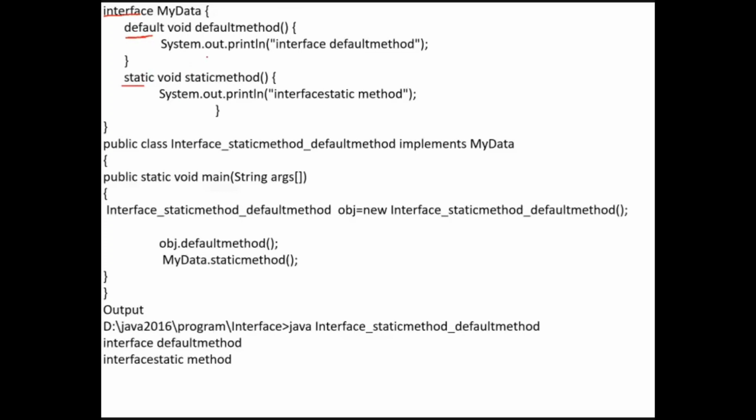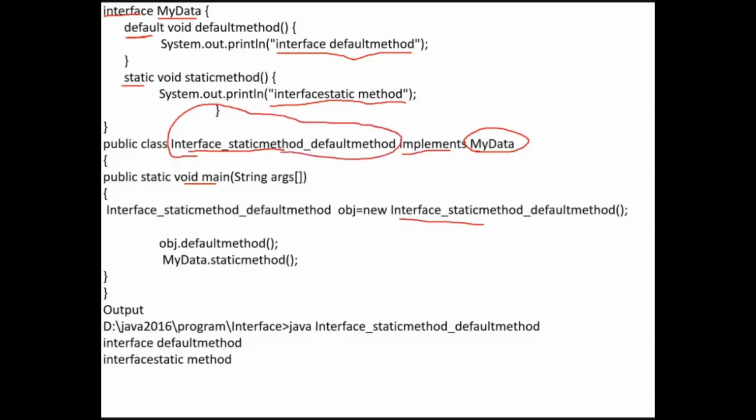In the default method, I have just printed "interface default method". In the static method, I have printed just "interface static method". Now this is a class that implements the interface MyData. This MyData interface has one default method and a static method. In the main function, I am creating an object for this class which implements the MyData interface, and that is going to be stored here.